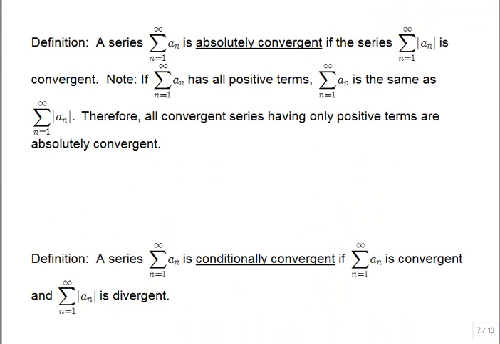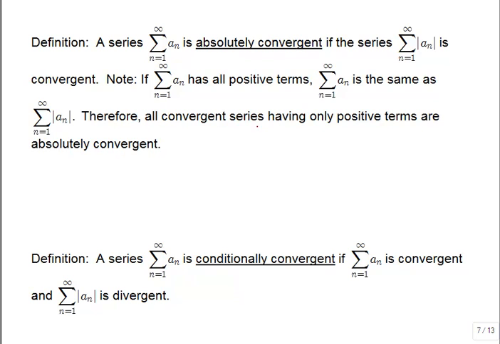Okay, now we're going to talk about something a little different at this point. We're going to talk about a series that is considered absolutely convergent and conditionally convergent. So the definition is that a series a sub n is absolutely convergent if the series, the absolute value of a sub n, is convergent. So when you're looking for absolute convergence, you're looking at the absolute value of this nth term.